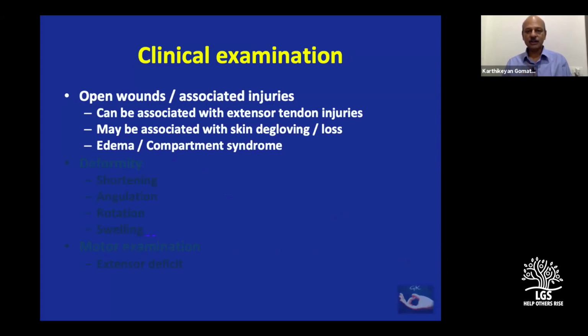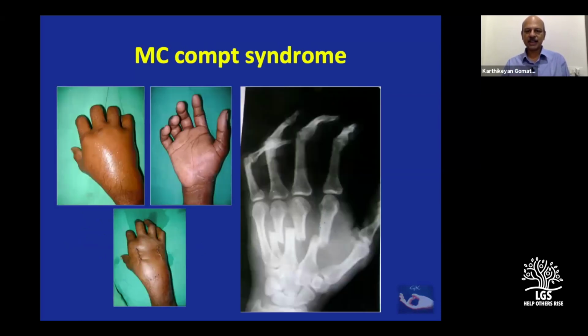Clinical examination, yes, it must be done. It is not that we are going to treat the X-ray. Clinical examination is very important. Open wounds or associated injuries must be looked for. It can be associated with extensor tendon injuries, though usually blunt injuries are not associated with tendon injuries. The open injuries may be associated with skin degloving or loss, and edema or compartment syndrome may result. For instance, you may get a patient like this.